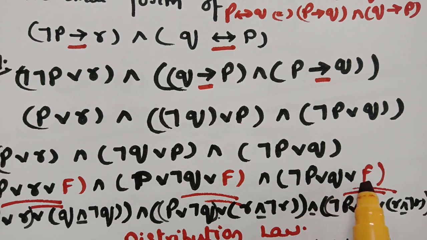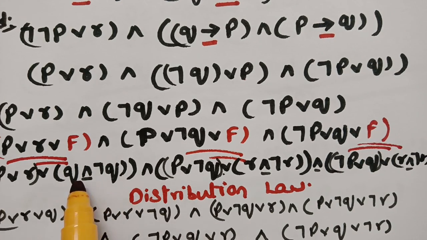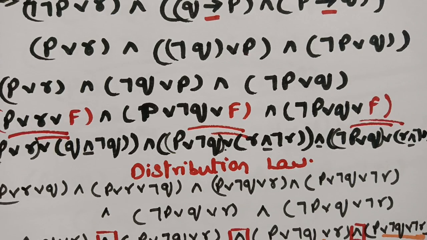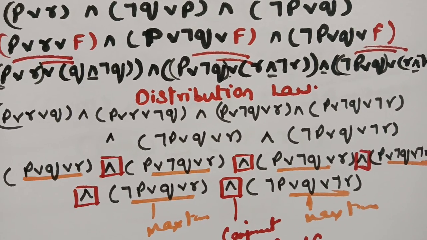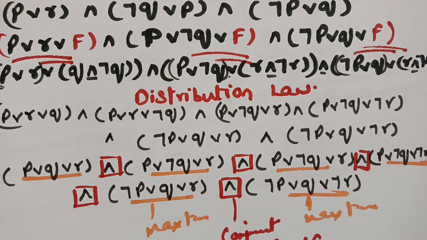P and Q are there, R is missing here. So I have added up this R here, Q here, R here and R here. And after using the distribution law, we got the final statement here, with all the conjunctions in between. Whatever it is, if it is a conjunction, you have to write it as principal conjunctive normal form. If in between there is a disjunction, we have to write it as principal disjunctive normal form.